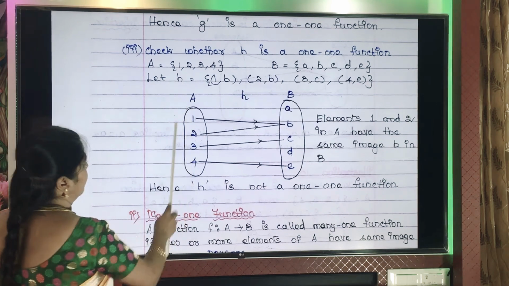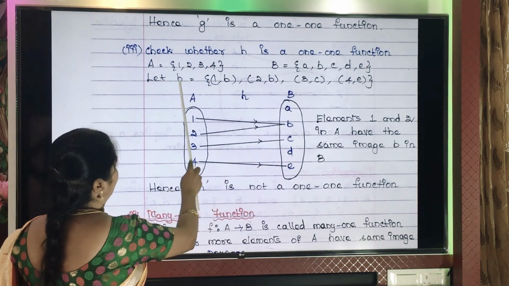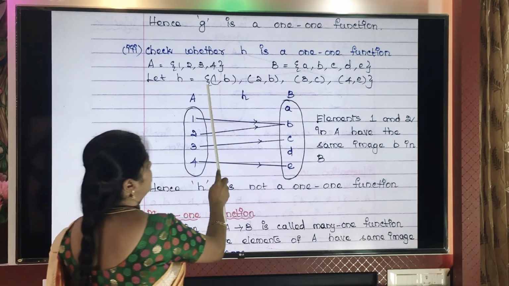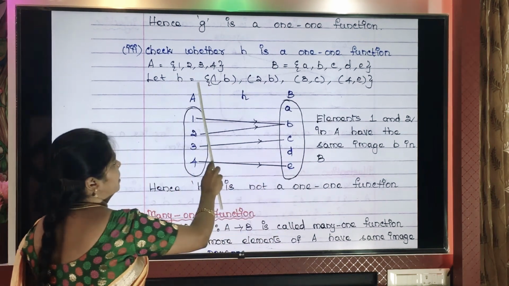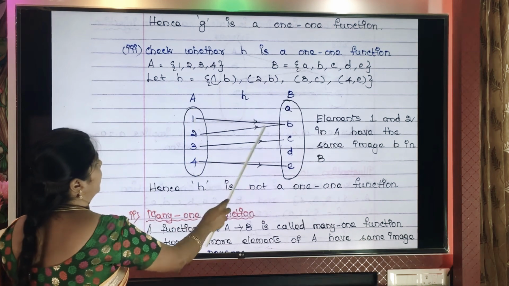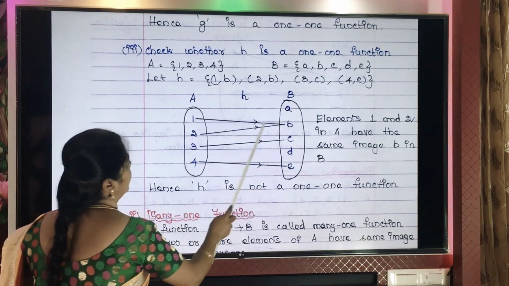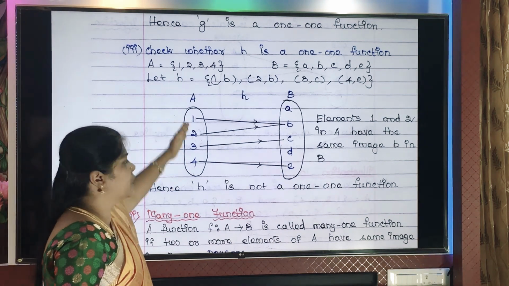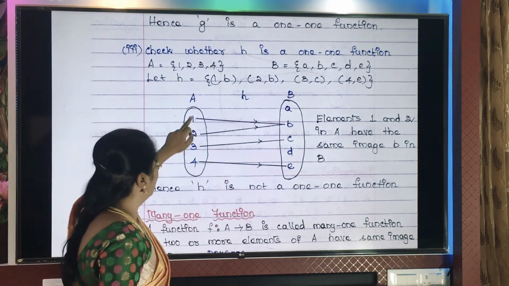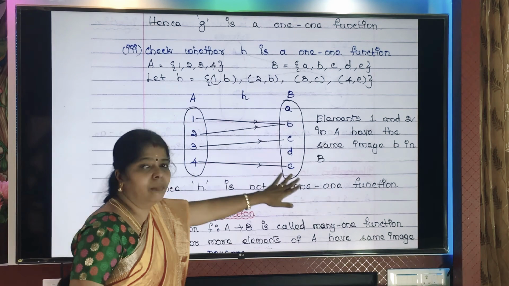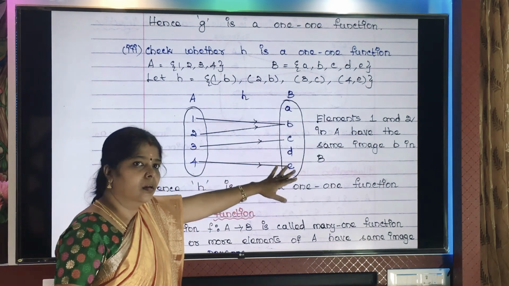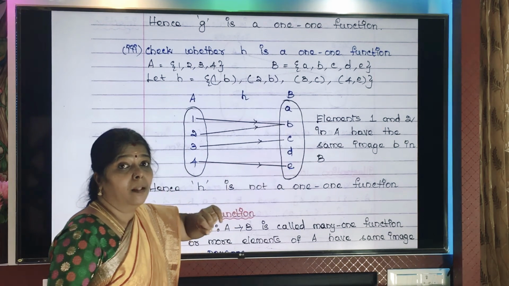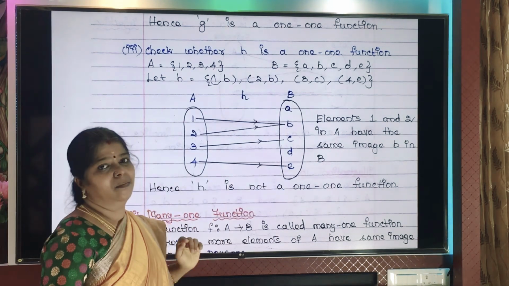Again, write the elements of set A and set B. Now the function given here is H. For H, the elements map 1 to B, 2 also to B, 3 to C, 4 to E. Children, this is a function, no doubt, because all the elements have images and the images are unique, but they are not distinct.